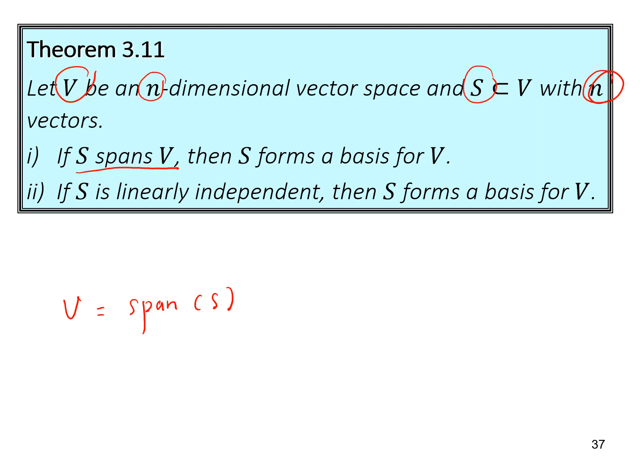Okay, so the second content of this theorem says that if S is linearly independent, then S forms a basis for V. Alright, so in the second content, it says that to show that S forms a basis for V, we only have to show that S is a linearly independent set. So if we have a set with n vectors, then this theorem will help us to prove that S is a basis for V by either showing that S spans V, or showing that S is linearly independent.